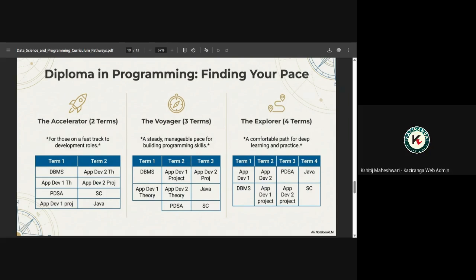Then in the next term, you can take MLT and let's say BDM if you want. So, 3 courses are done. Then in the next term, you can go ahead with MLP and TDS. Then in the last term, you can do DL, GenAI project, and MLP project.